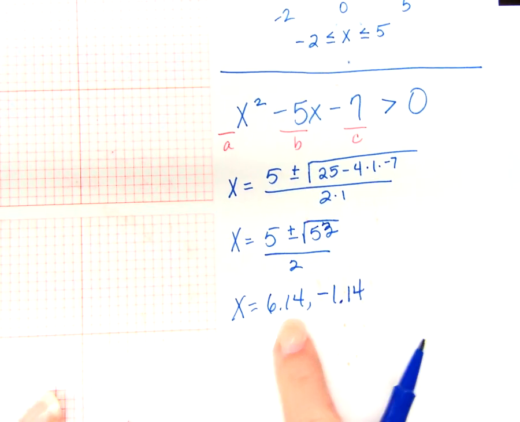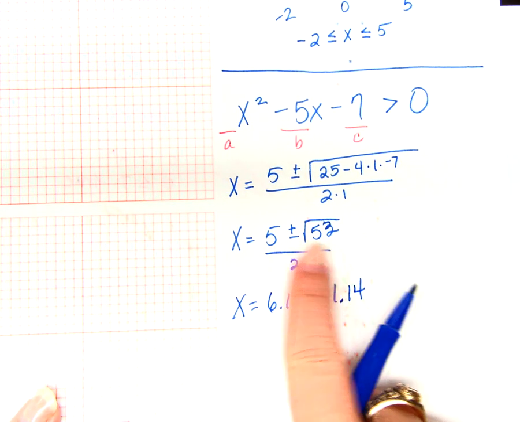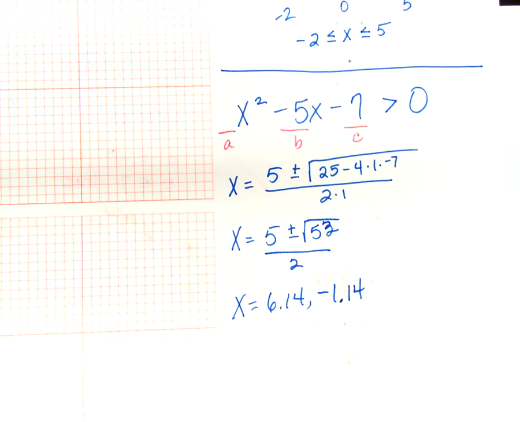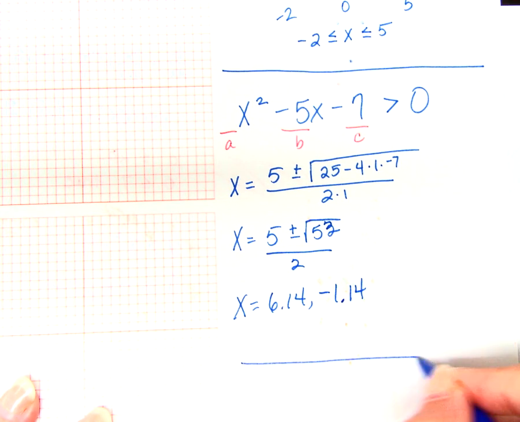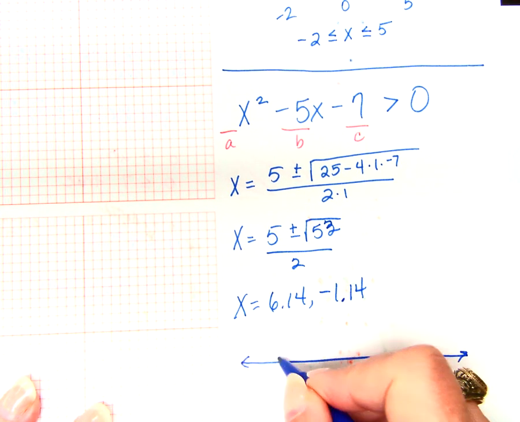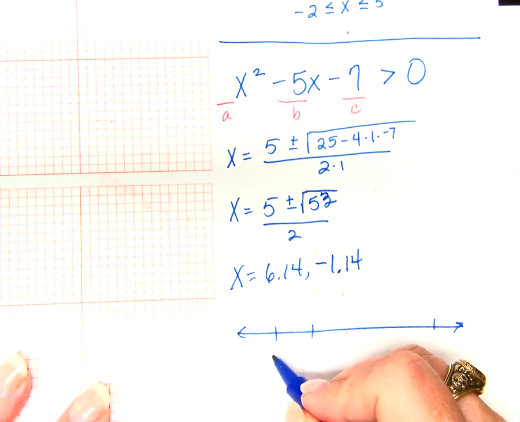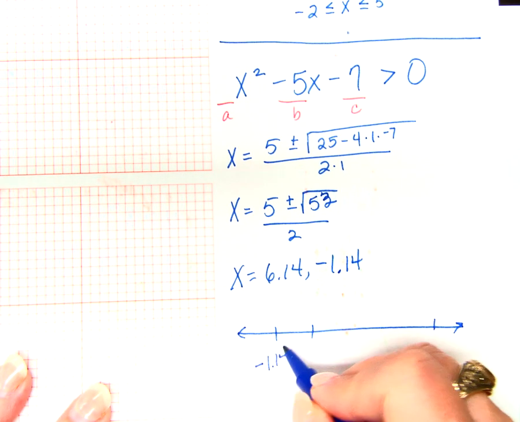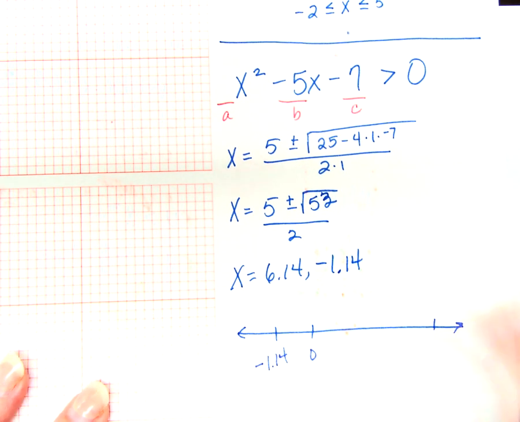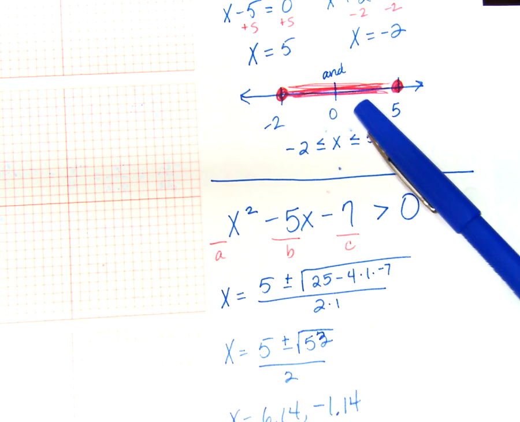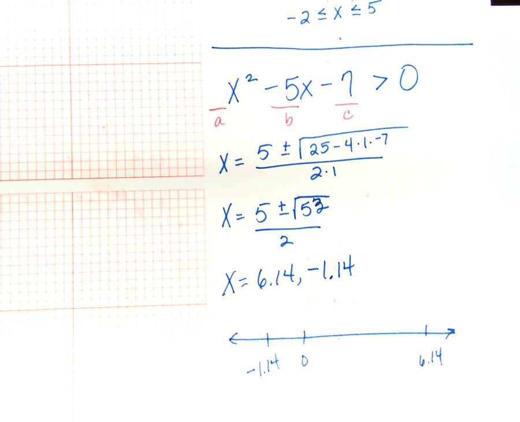Do you see how you can graph these on a number line? Okay, so here's my number line. I'm going to do a better job of spreading these out like they should be, right? This should be negative 1.14. 0 should be closer to that than it is to 6.14, right? I didn't really do a good job on that last time, or as good as I could have.